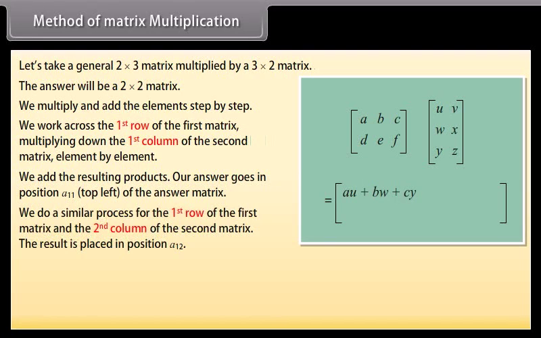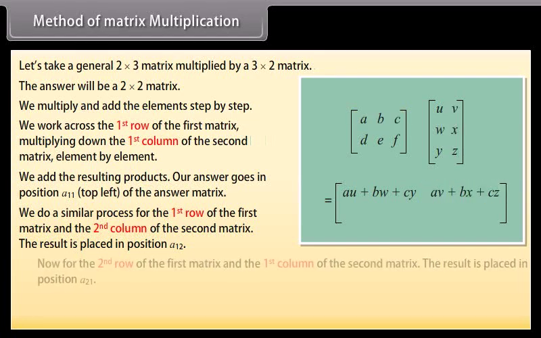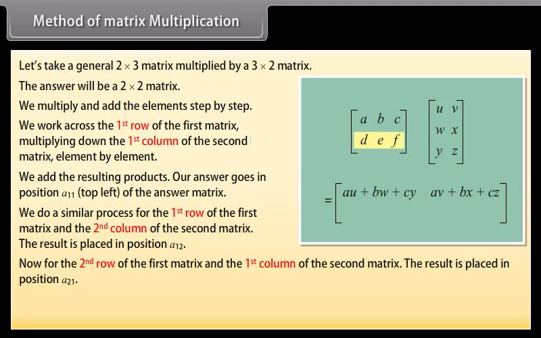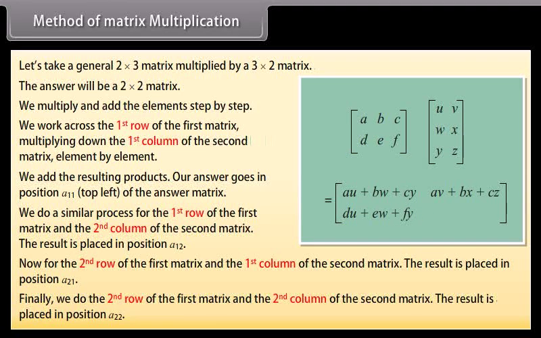We do a similar process for the first row of the first matrix and the second column of the second matrix. The result is placed in position A, 1, 2. Now for the second row of the first matrix and the first column of the second matrix, the result is placed in position A, 2, 1. Finally, we do the second row of the first matrix and the second column of the second matrix. The result is placed in position A, 2, 2.